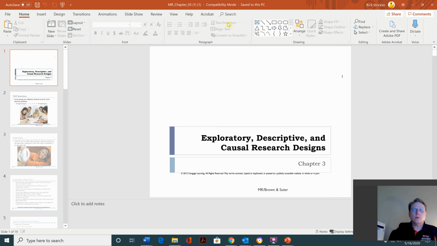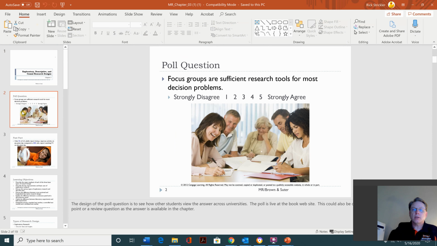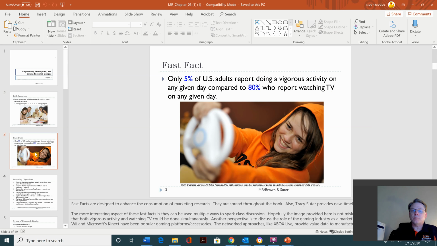Okay, so exploratory, descriptive, and casual research designs. Okay, so poll question. Focus groups are sufficient research tools for most decision problems. Okay, whenever anything says most, all, anything like that, an alarm bell should go off, and it's probably in this area. It all depends on whether they are or not.